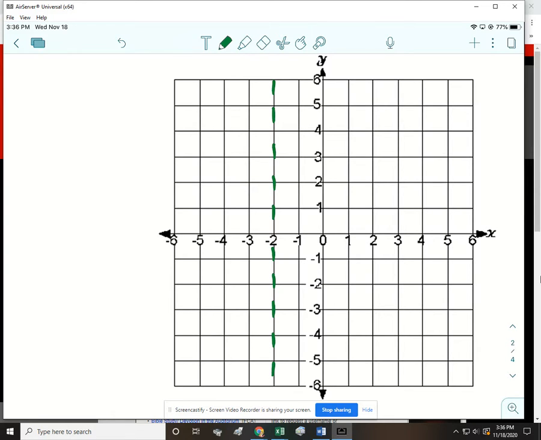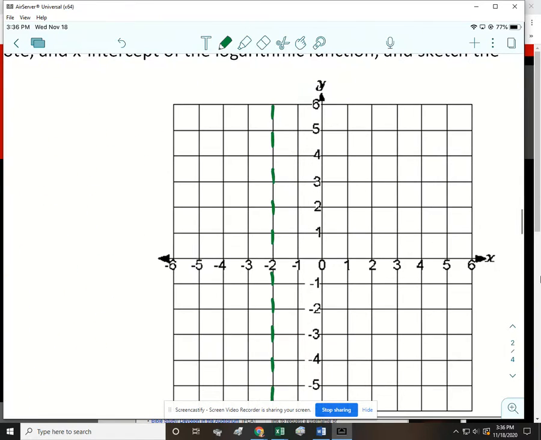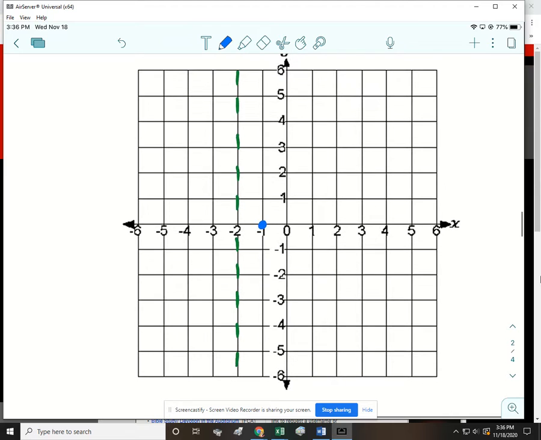All right, then we'll graph the x-intercept. Our x-intercept is the point negative 1, 0, so right here. And then we just draw the shape of a logarithmic graph. We're close to the asymptote, we're going to go through that point and then curve up in the shape of a logarithmic graph. And that's all I'm going to have you do. I'm not going to worry about you finding other points. Just get that basic shape down.